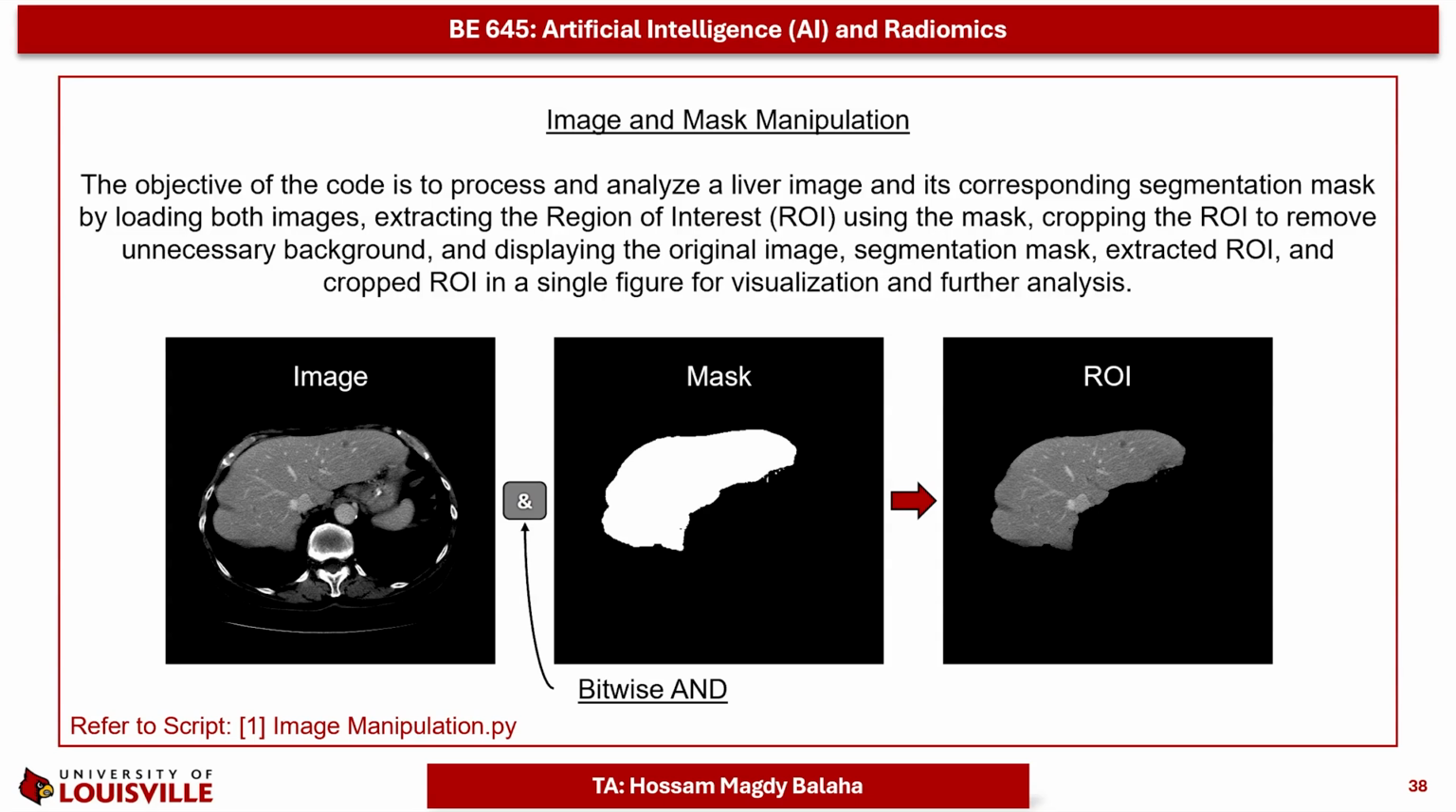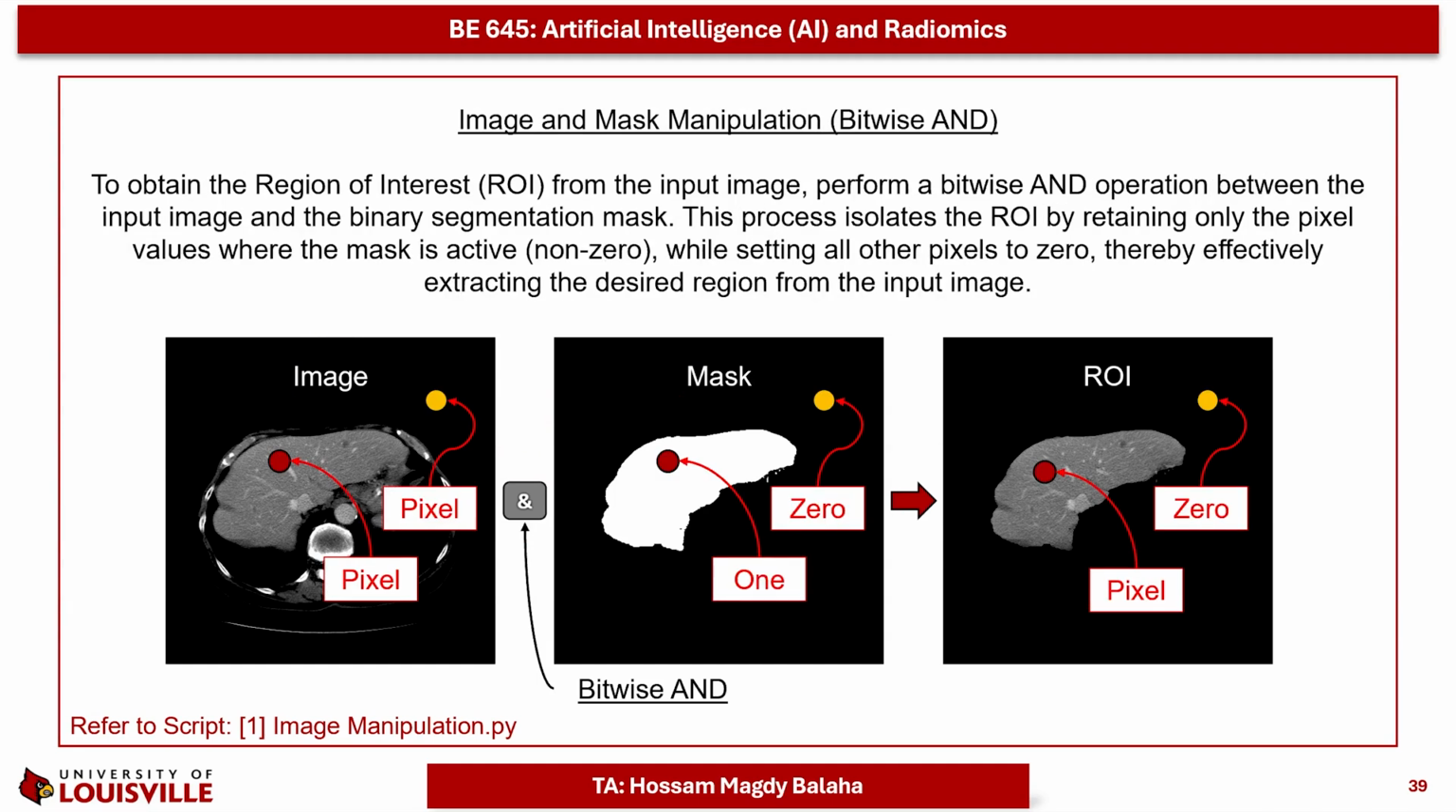To do that, we can apply a bitwise AND. So the specific process here is called bitwise AND. So if you get the image, apply bitwise AND between it and the mask, you will get the ROI. So how does this function, which is called bitwise AND, operate?